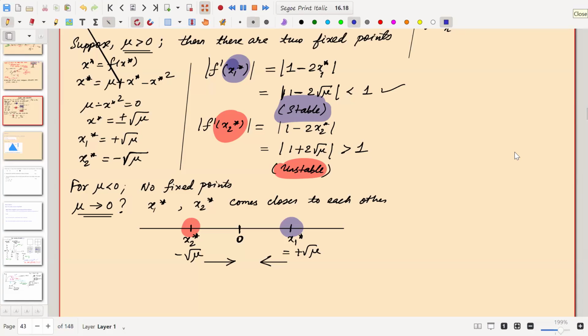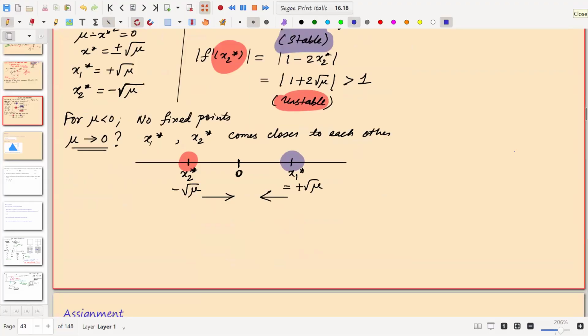So what is happening? When they come closer to each other, they will collide. The fixed points x1 star and x2 star collide at mu equal to 0, right? And afterwards, what happened?